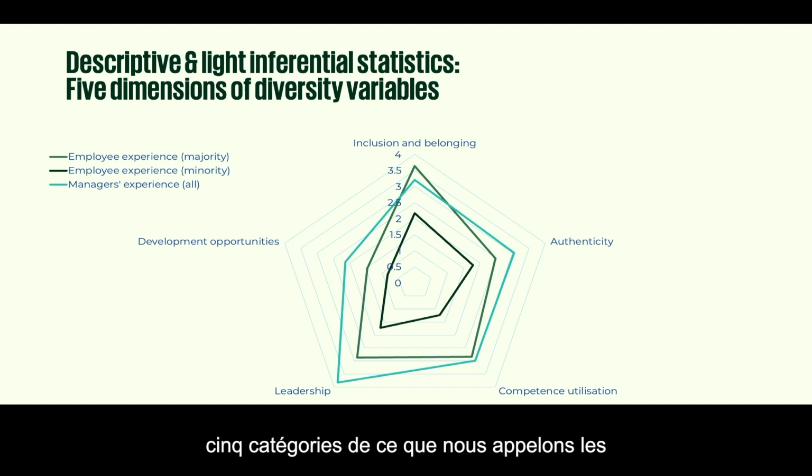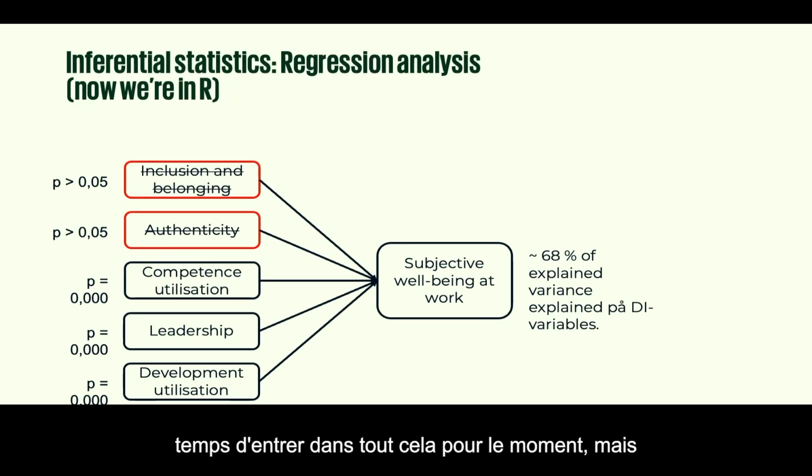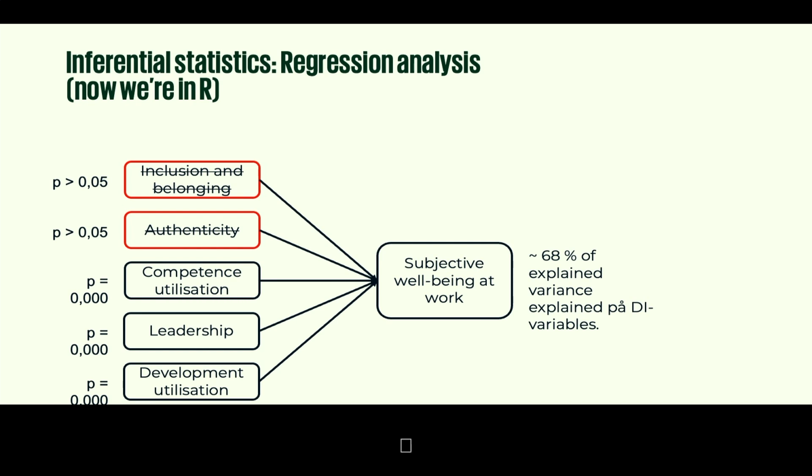And this is where you can say things like, look, if you look at this slide, you see that these are the 5 categories of what we call maturity categories that we measure, which is how much inclusion, belonging is there, how much authenticity, competence utilization, leadership, and development opportunities. I don't have time to go into all that right now, but here we can then map how those 5 maturity categories in the organization relate to KPIs.